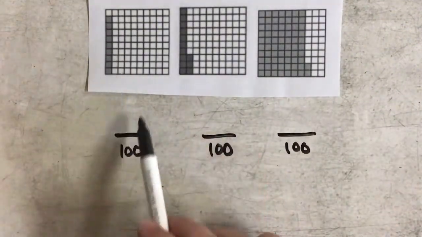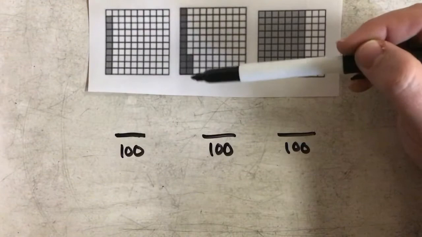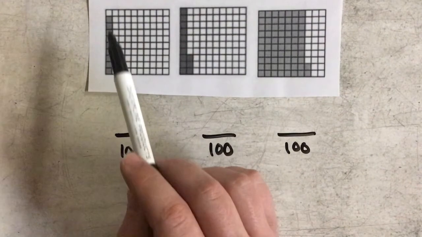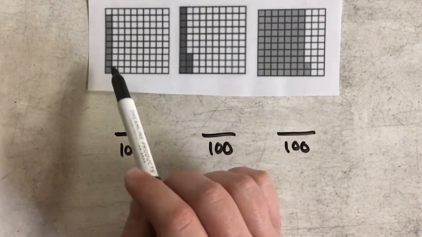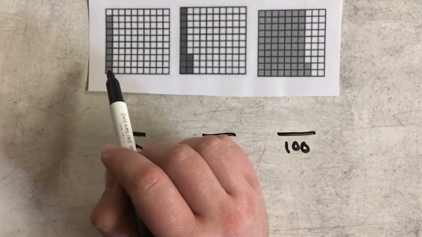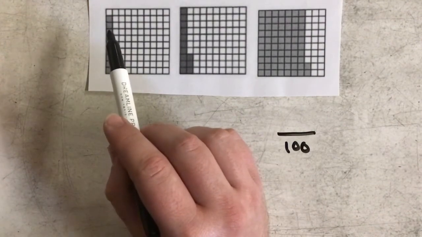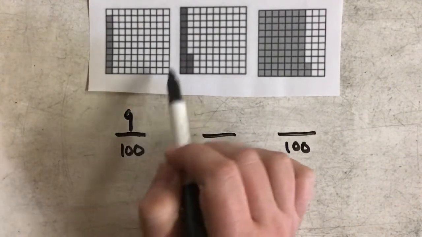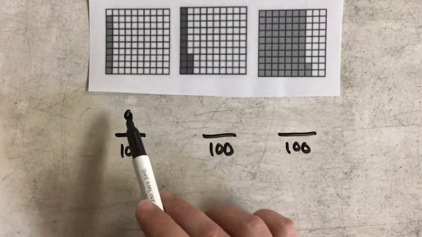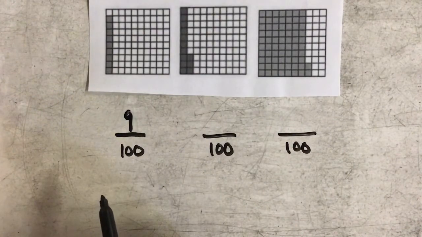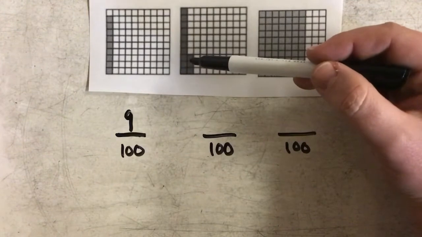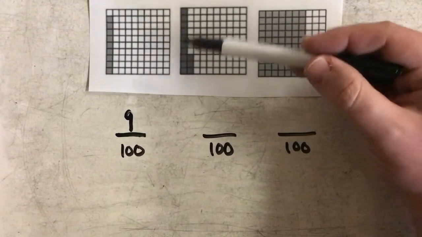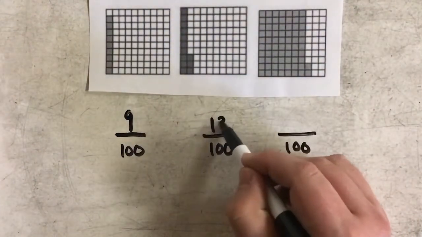Now, all I need to do to know what my numerator is, is count the number of squares that have been shaded. In this one, I can see that all but one have been shaded in this first column. And if I count 1, 2, 3, 4, 5, 6, 7, 8, 9, that is 9 shaded pieces out of 100 total, or 9 hundredths. This one has 1, 2, 3, 4, 5, 6, 7, 8, 9, 10, 11, 12, 13 that have been shaded out of 100.